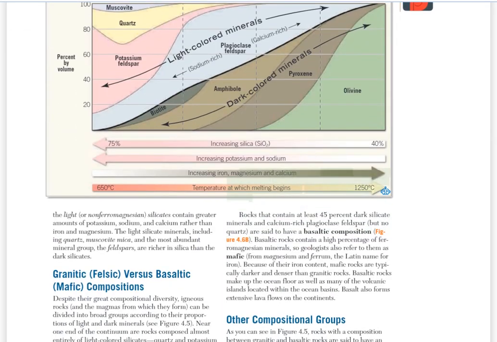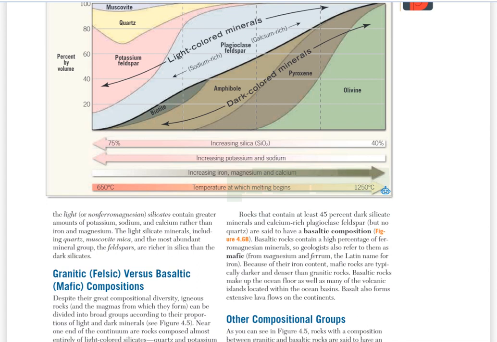Rocks that contain at least 45% dark silicate minerals and calcium-rich plagioclase feldspar are said to have a basaltic composition. Basaltic rocks contain a high percentage of ferromagnesian minerals, so geologists also refer to them as mafic. Because of their iron content, mafic rocks are typically darker and denser than granitic rocks. Basaltic rocks make up the ocean floor as well as many of the volcanic islands located within the ocean basins. Basalt also forms extensive lava flows on the continents.